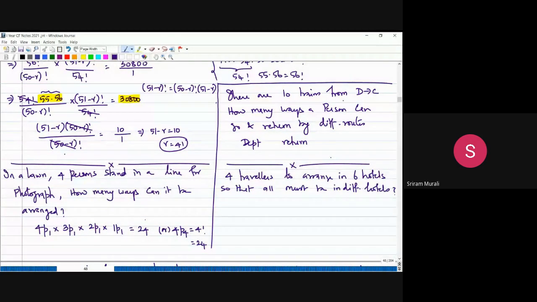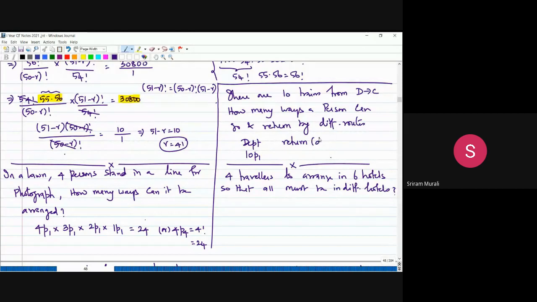There are 10 trains from Delhi to Calcutta. How many ways can a person go and return? So for the departure, how many trains? 10. But he cannot avail all the 10 trains. He can take any one. So 10P1 ways it can be done.